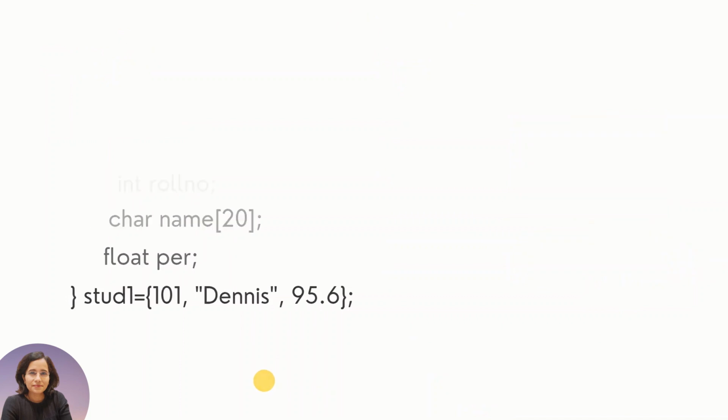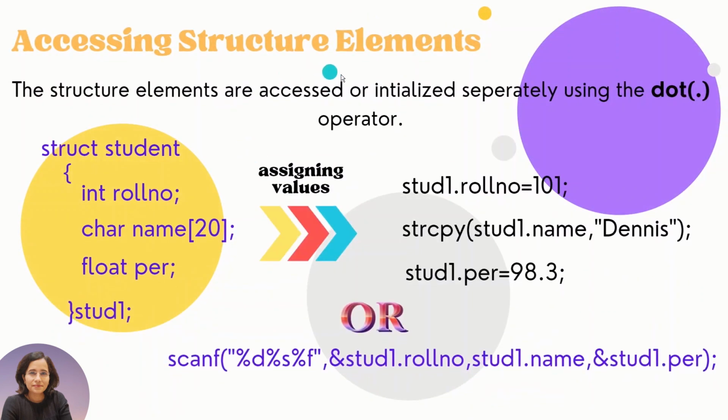Now I will be explaining how to access the structure elements. To access these structure elements we should use the dot operator, because we cannot access these structure members directly. With the use of a structure variable you can access these members, but we have to use the dot operator.